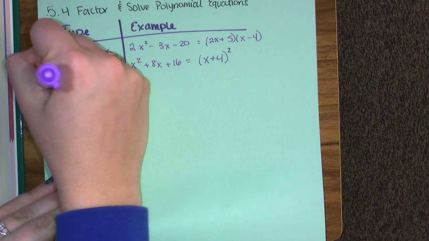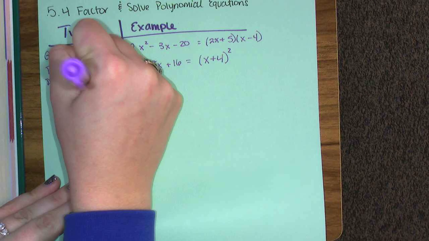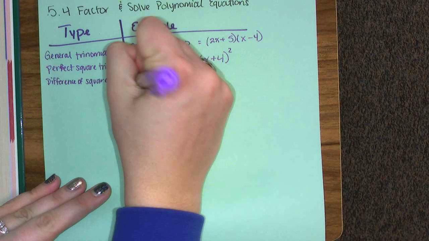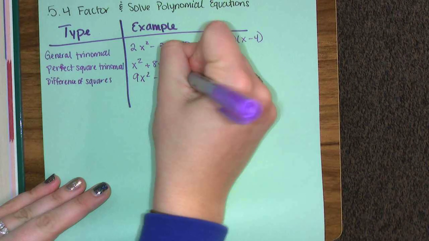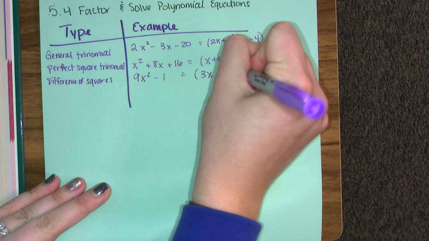We had a difference of squares. Something like 9x squared minus 1. This is the one that factors into (3x + 1)(3x - 1).